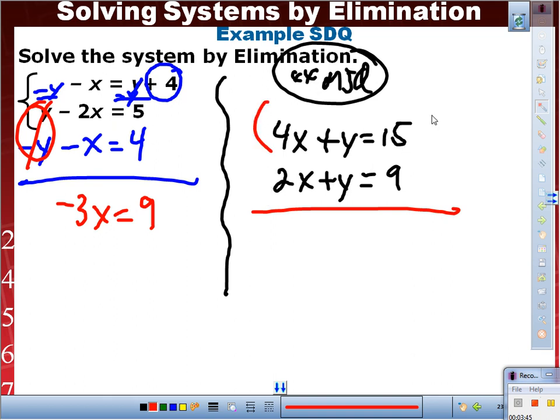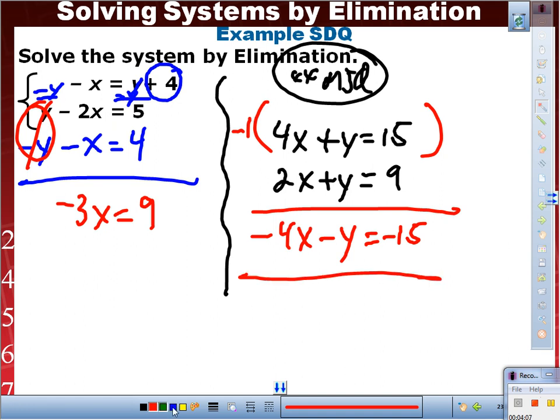So watch. Times negative 1. So my new equation would be negative 4x. Yes? What else? Negative y. And what else? Equals negative 15, because I distribute to each of these. Are we there? And now, without using the top one, just these 2, what do we have left? Don't copy this. You're just paying attention. Check this out. This is negative 2x. These cancel, and we're left with negative 6. And do we know what to do from there? Yes. Okay.